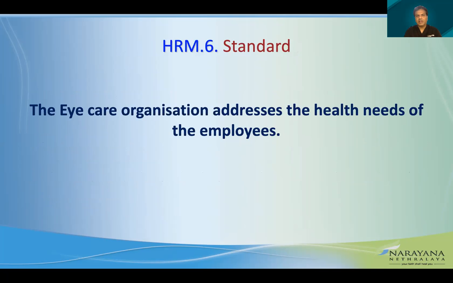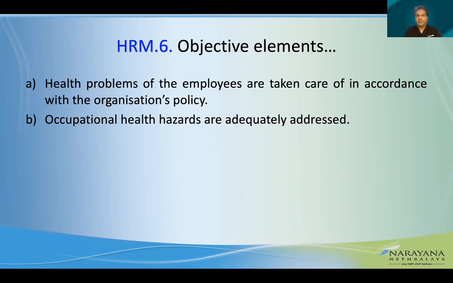There is also an HRM 6 standard which deals with the health needs of employees. So all the employees have to be taken care of in accordance with the organization policy and the law of the land, meaning you have to take care by ESI, good practices, insurance, whatever is dictated and required. So employee health needs have to be taken care of. And at the same time, occupational hazard safety also needs to be taken care of. We keep focusing on safety and hazards, because employees should have a safe workplace to work, and all their difficulties have to be taken care of.